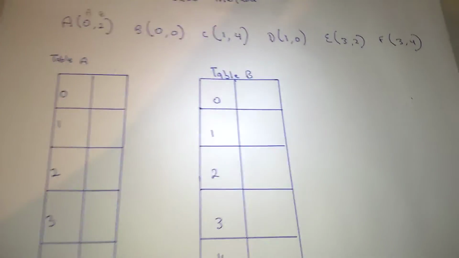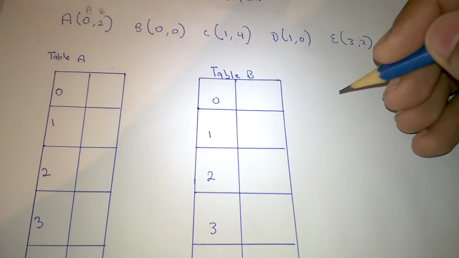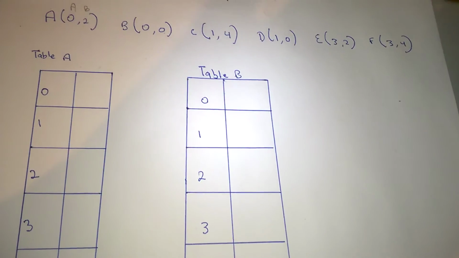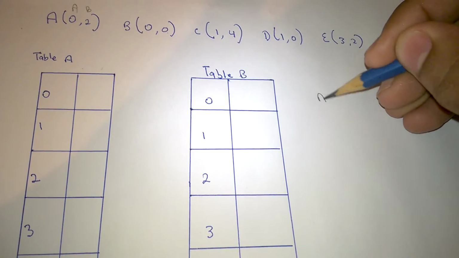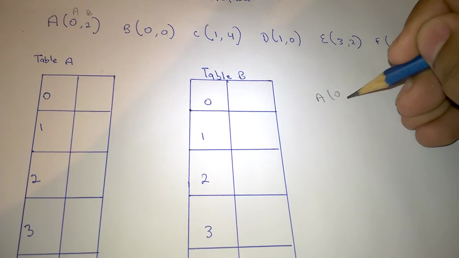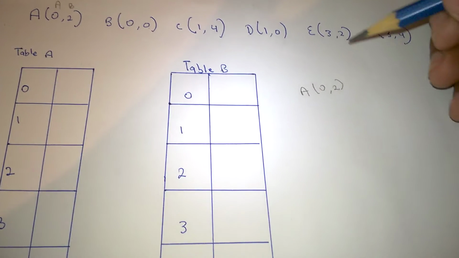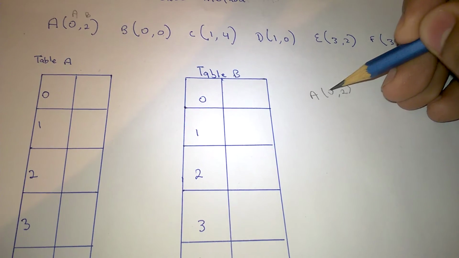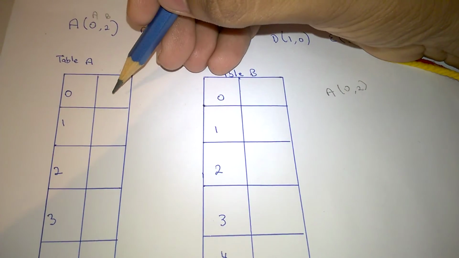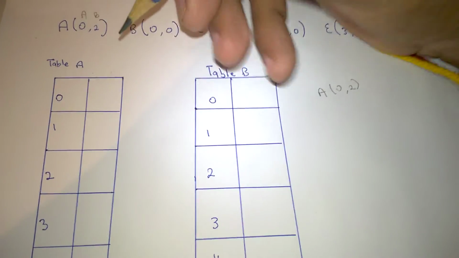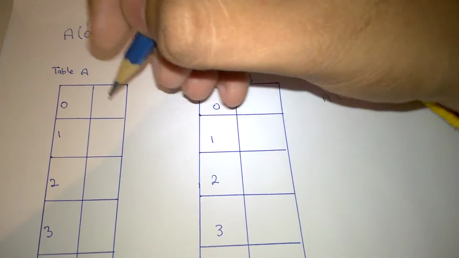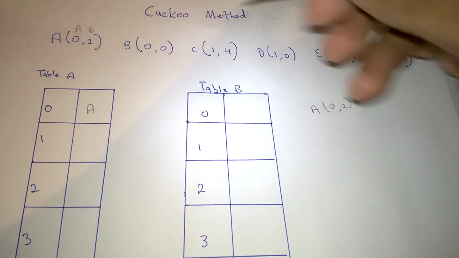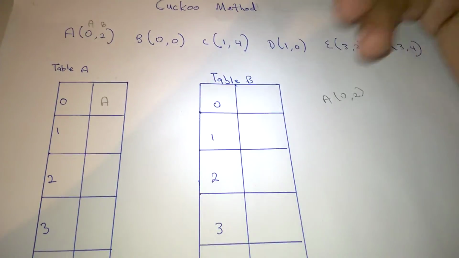So how this works is like this. We have to use our pencil because we're going to do a lot of erasing while doing this question. So we take A, right? And A has 0 and 2. So that means the first preference for A is table A in position 0. So first we go to position 0 in table A and see if it's free. If it is free, we insert A, right? And once A is inserted, we go to the next value.